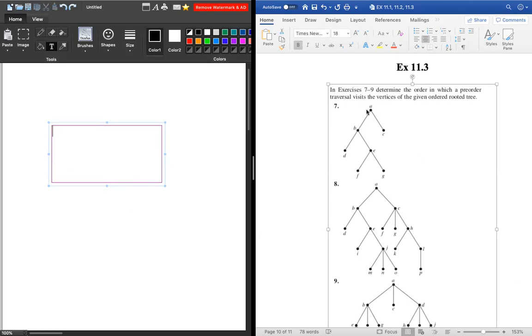For question number 7, I will visit this node first, so A, and then I will visit the left child, B, of this node, and then I will visit its left child, D, and then I will go to the right side, E here, and then I will visit its left, F, and then its right is G, and then this node here, which is C.